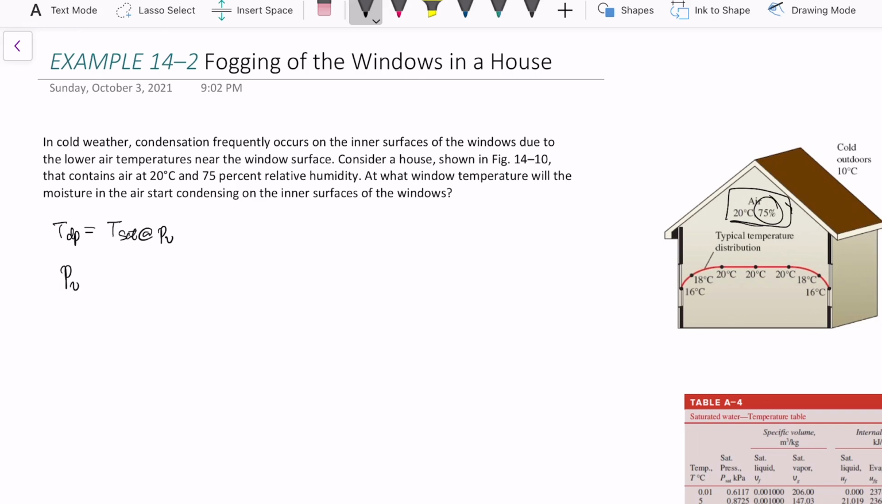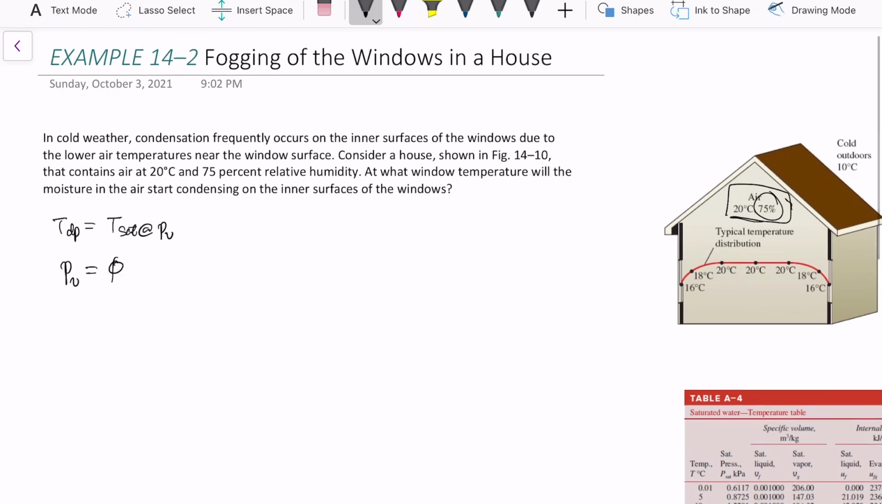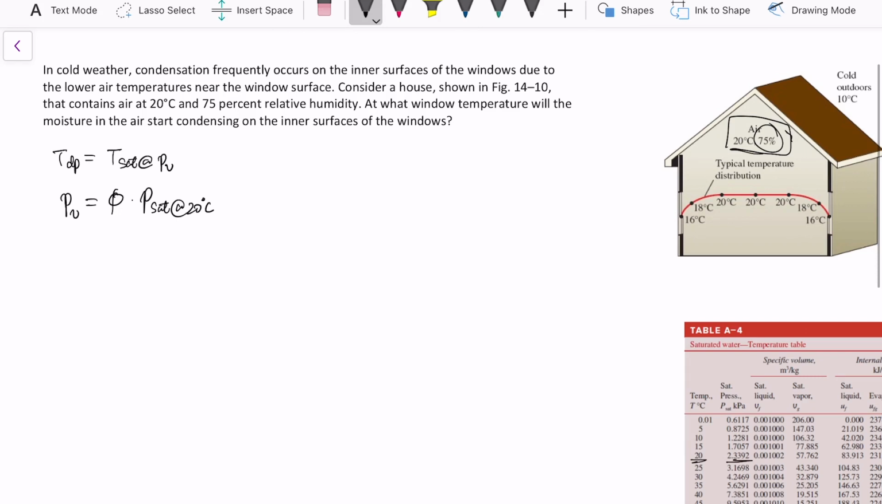At this point, it's 20 degrees Celsius. So Pv equals phi times Psat at 20 degrees Celsius. That's the definition of phi, right? It's Pv, the current vapor pressure, over the maximum amount of vapor that the air can hold, which is the Psat at that certain temperature. At 20 degrees Celsius, Psat is 2.3392 kilopascal. So that gives 75% times 2.3392 kilopascal, which is 1.754 kilopascal. This is how much water vapor is in the house right now.